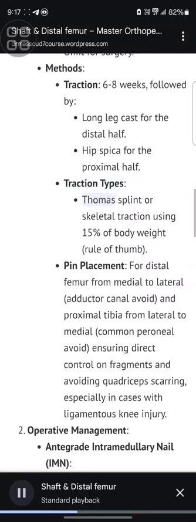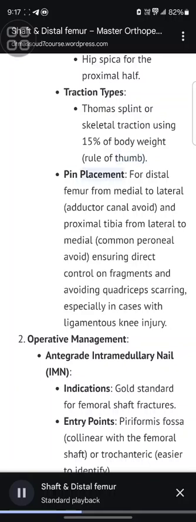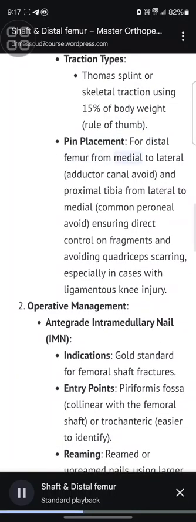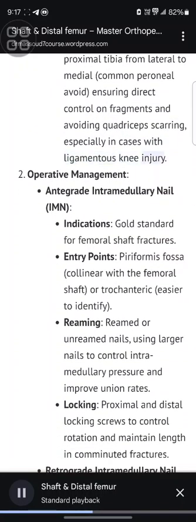Traction types. Thomas splint or skeletal traction using 15% of body weight, rule of thumb. Pin placement: for distal femur from medial to lateral, avoid the adductor canal, and for proximal tibia from lateral to medial, avoid the common peroneal nerve, ensuring direct control on fragments and avoiding quadriceps scarring, especially in cases with ligamentous knee injury.